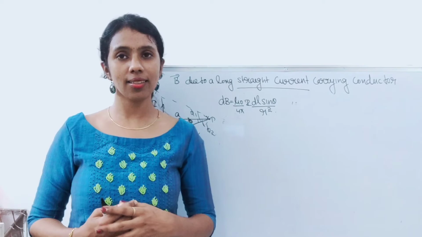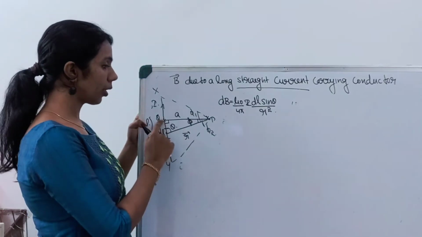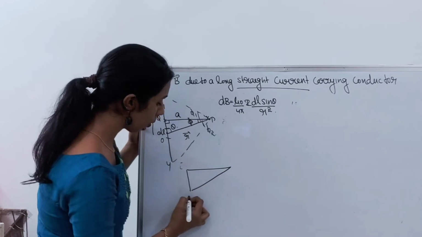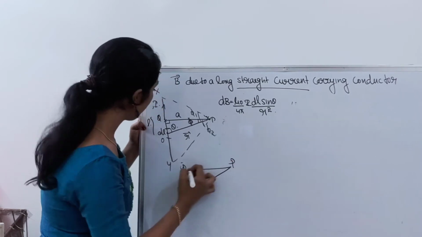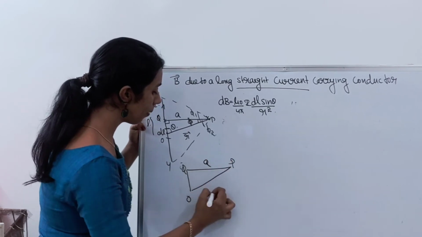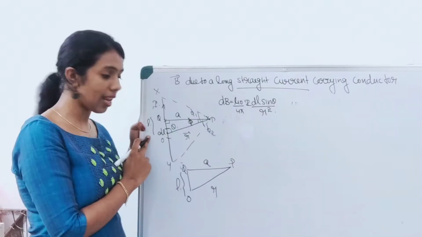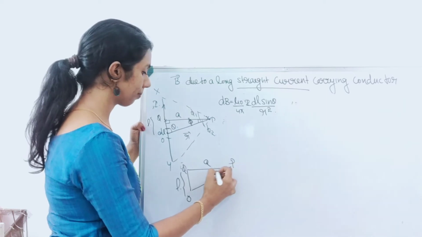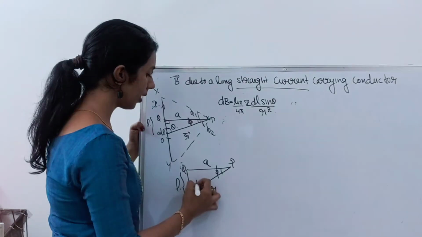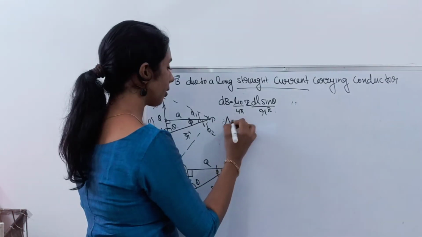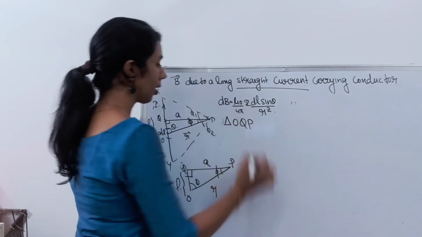Here we will consider the triangle OQP. So here I am redrawing the triangle OQP, where QP is a, OP is r and OQ is l. Let the angle between them be phi, here it is theta, and this is 90 degrees. So here we are considering the triangle OQP.